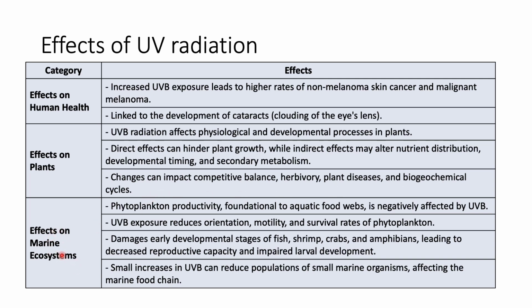And what is the effect on marine systems? The phytoplankton productivity, which is very foundational to the aquatic food web, is negatively affected by UVB radiation. The UVB exposure reduces orientation, motility and survival rates of phytoplankton. It damages early developmental stages of fish, shrimp, crab and amphibians, leading to decreased reproductive capacity and impaired larval development. A small increase in UVB can reduce the population of small marine organisms, affecting the marine food chain. So UVB radiation is the most dangerous one for all human beings, plants and marine ecosystems.